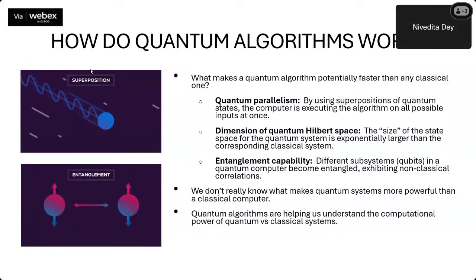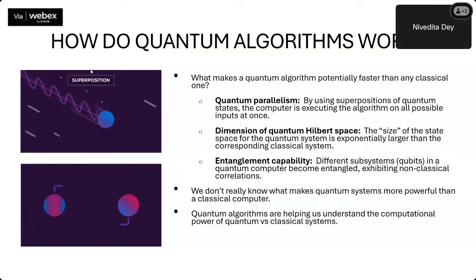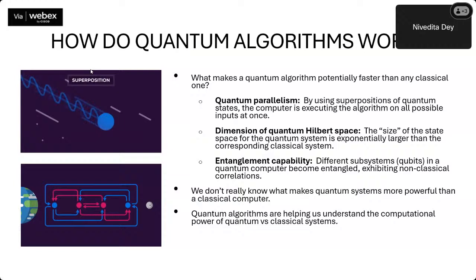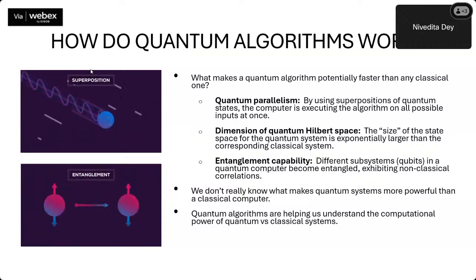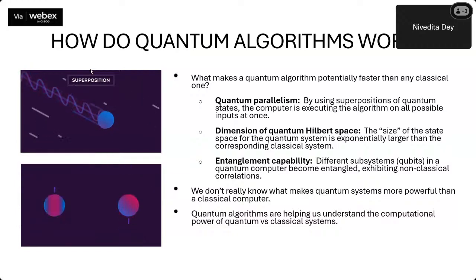If we are able to do that, at least it will offer us parallelism. So that is quantum parallelism. By using superpositions of quantum states, the computer is executing the algorithm on all possible inputs at once. Multiple state computing will be happening at the same time. The second one is the dimension of quantum Hilbert space. Hilbert space is an extension of an inner product space, which we think of like an infinite space or the complete space of all possible states.